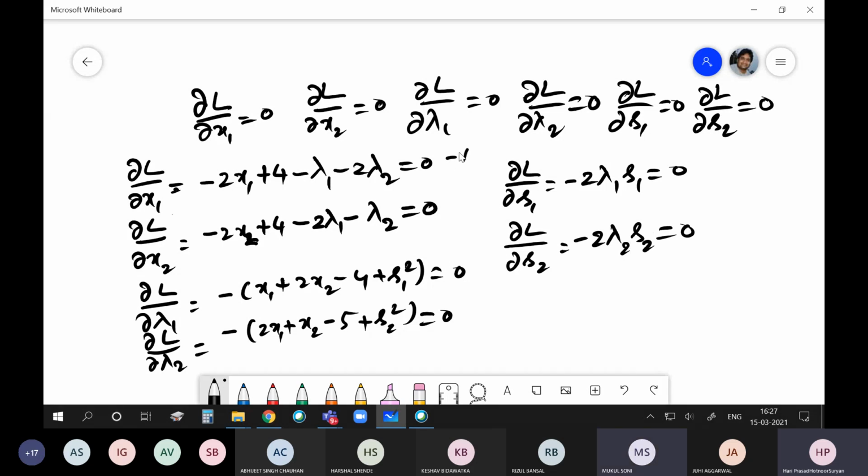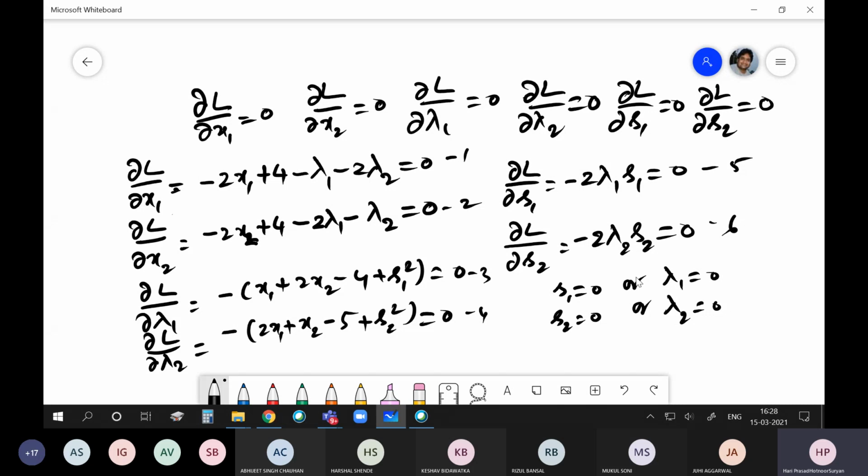So here, if I take equations 1, 2, 3, 4, 5 and 6, in equations 5 and 6 we can have s1 equals 0 or lambda 1 equals 0, and s2 equals 0 or lambda 2 equals 0. So you will have 4 combinations: s1 and s2 equal to 0, or s1 and lambda 2, or s2 and lambda 1. With these combinations, you try to solve the other 4. Out of these 4 solutions, only one solution will satisfy the Kuhn-Tucker conditions.